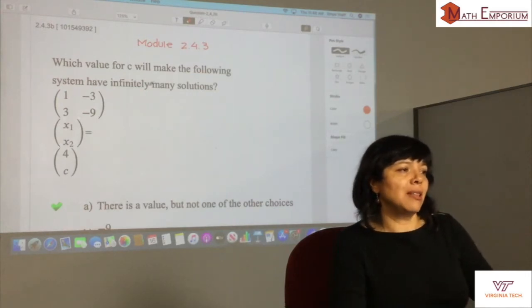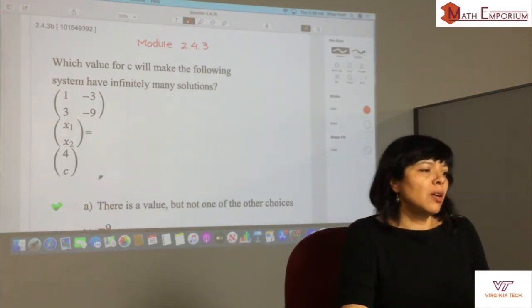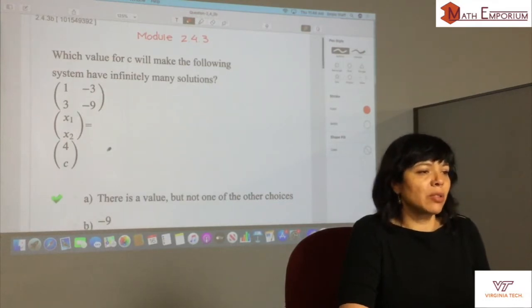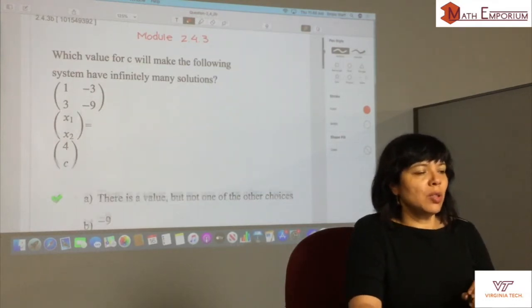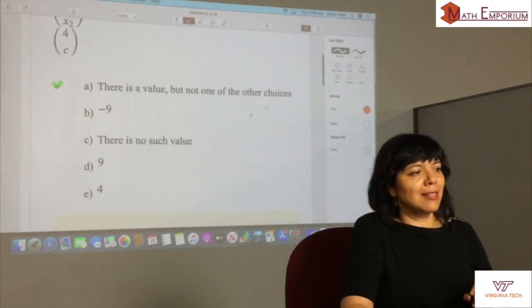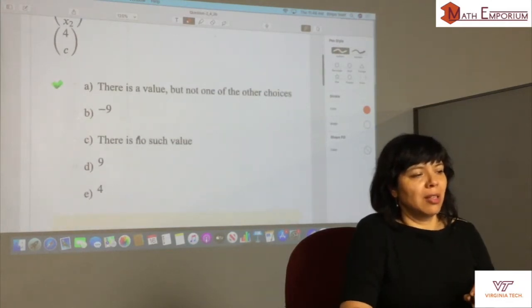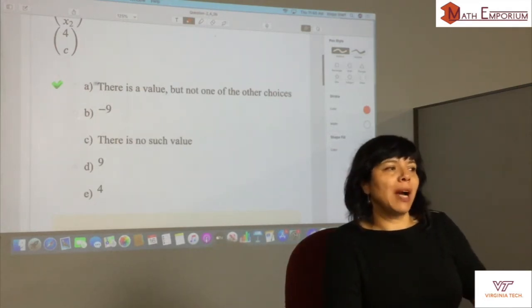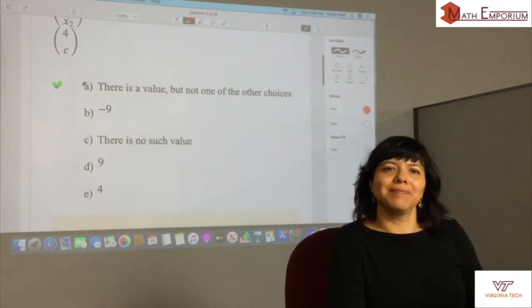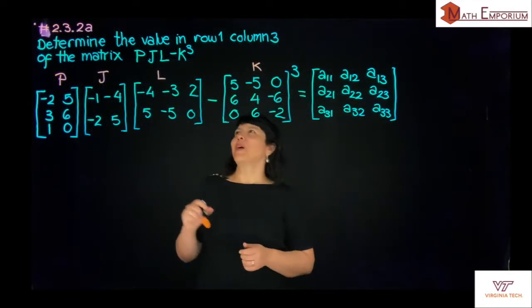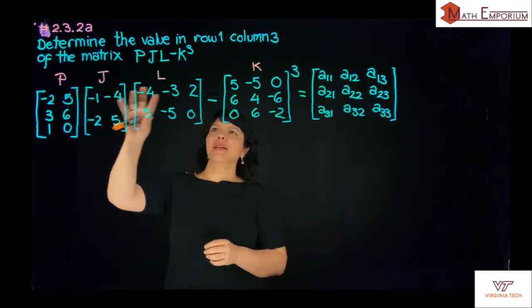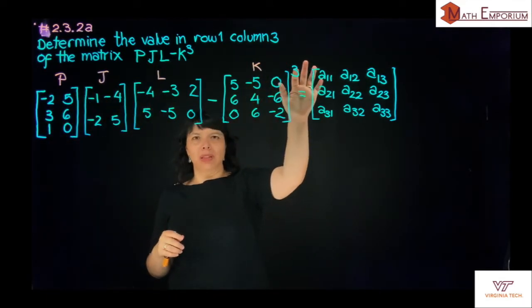has infinitely many solutions. So we are going to do the computations, and we're going to arrive at the answer that none of these values, -9, 9, or 4, is correct. There is going to be a value, but it's none of those. And I'm going to explain to you why the answer is going to be A. Okay, so we have here our matrices P, J, L, and K, which is going to be Q.